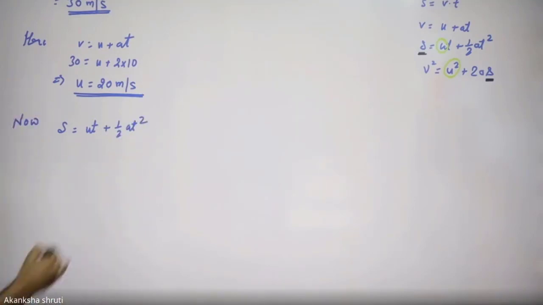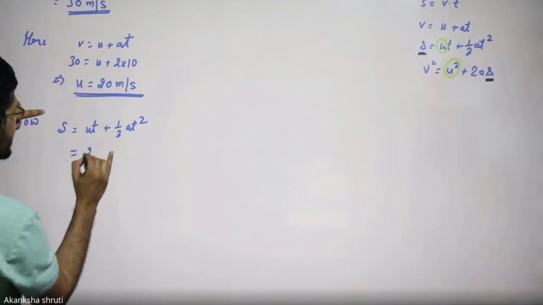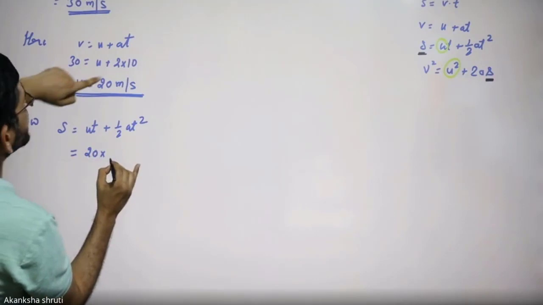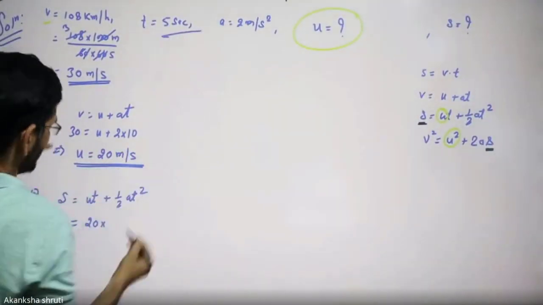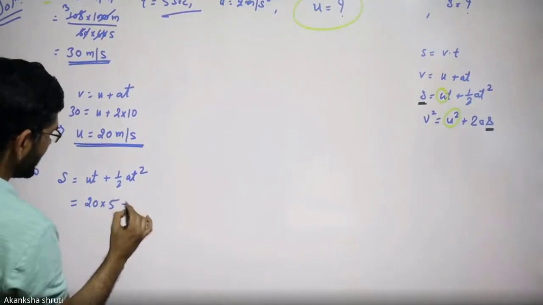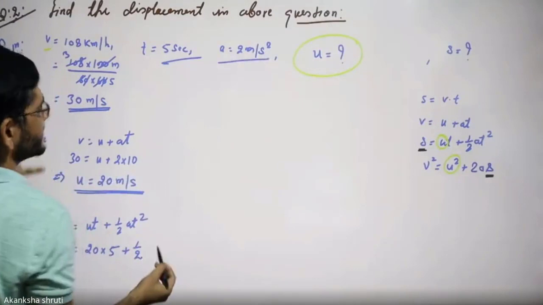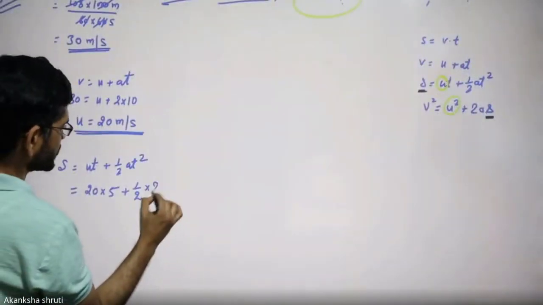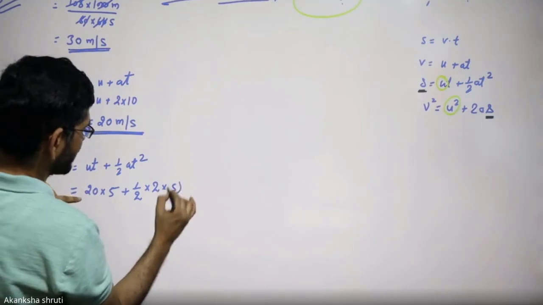Mind it carefully, student. So U, whatever we have calculated here, that we need to put. The T is given to us, it is 5, plus half. The A is already given to us, that we have to substitute here. The T, keep in mind, student, it is 5 square.